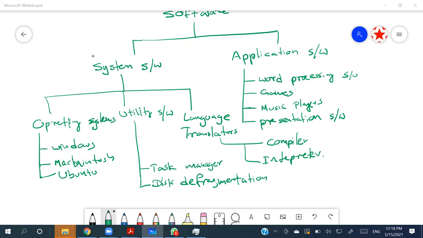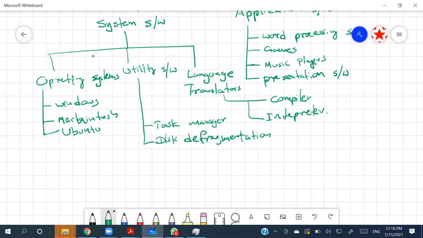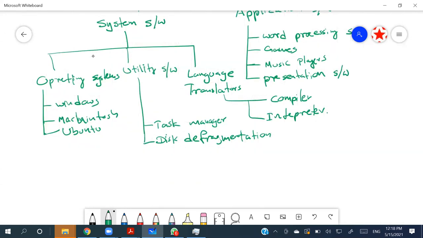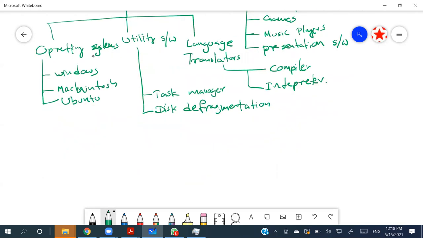Okay, and under this, it's better you draw the software classification regarding the ownership. So let's just write it like this.